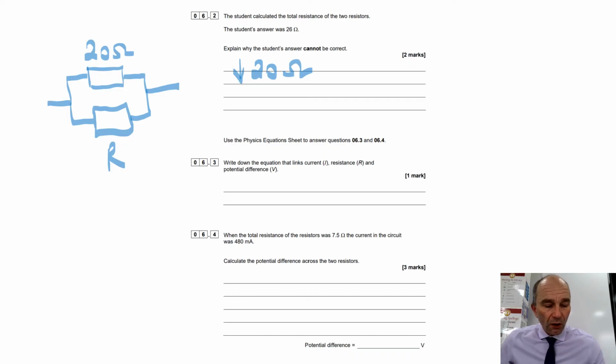Then, question 6.3. This equation comes up all the time, and going forward, you're going to have to learn these formulae. Bearing in mind that in 2023, pupils did actually have that formula sheet, so ignore that bit, you just need to know these formulas. This formula in particular comes up all the time. V equals IR. Potential difference equals current times resistance. You just need to know that formula. Now, obviously, look at 6.4. You cannot get the 3 marks if you don't know that formula in 6.3.